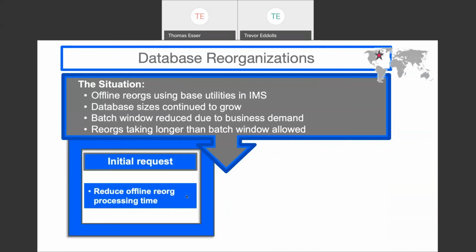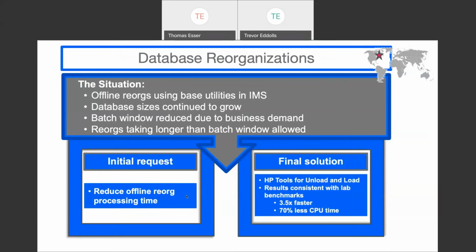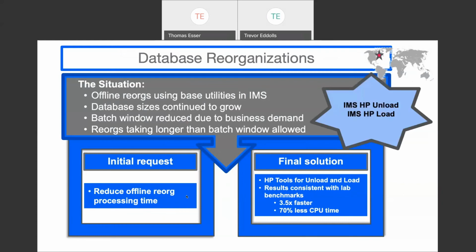So the point here was to reduce the offline reorg processing time. The final solution was that this customer is using high performance tools now for unload and load. And you can see that the jobs we checked were running 2.5 times faster, and they are doing this with 70% less CPU time compared with the procedures they were using before. The tools here were the high performance unload and the high performance load. Both tools are available as a standard tool.